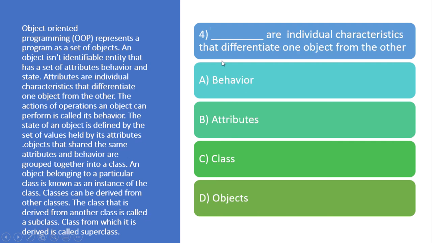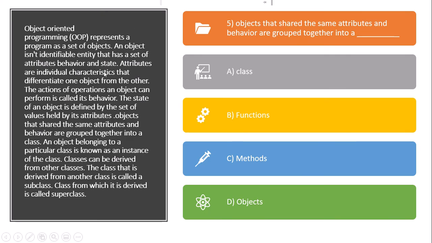Dash are individual characteristics that differentiate one object from the other. So what are the individual characteristics? So you go here, attributes are individual. So the answer will be attributes. So if you don't know the answer, please do go through what is given in the content again. Objects that share the same attributes and behavior are grouped together into a dash. So the answer is class.